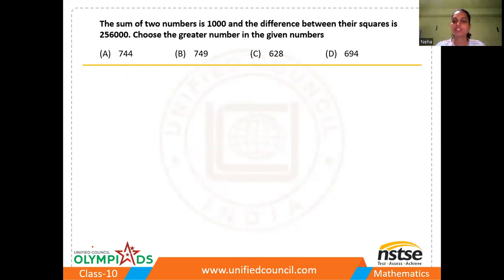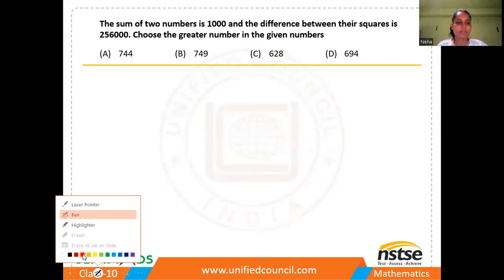Alright, so here is the next question. The next question is that the sum of two numbers is 1000 and the difference between their squares is this. Then choose the greater number in the given numbers. So we have to find the greater number. Which number is greater?